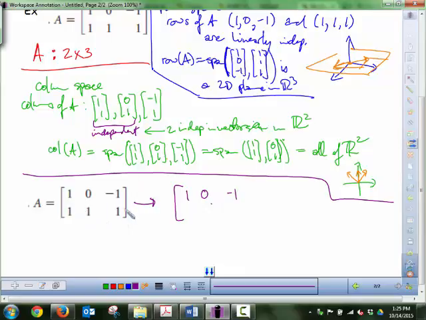So when we row reduce, it looks like I'm going to take row 1, multiply by negative 1, and add it to row 2, replace row 2. So just a simple row operation like that would give me 0, 1, 2.